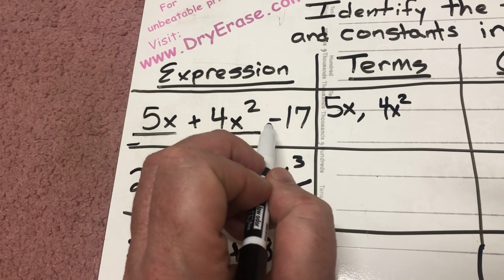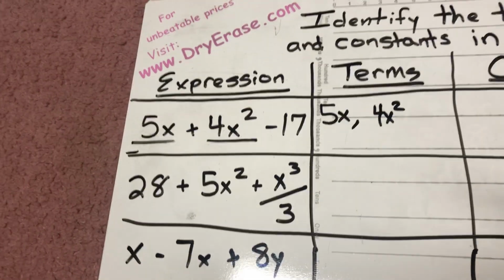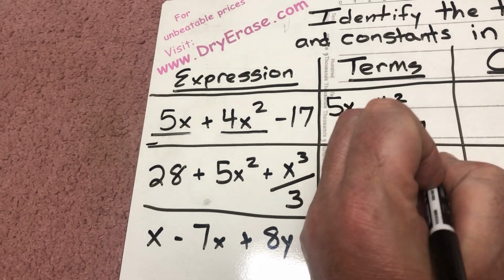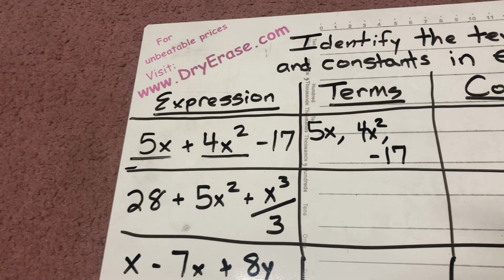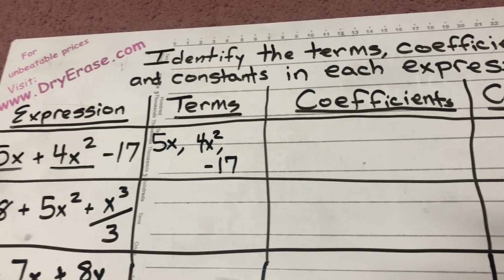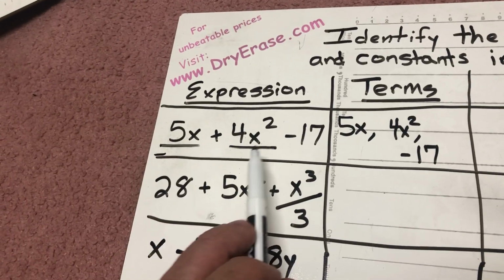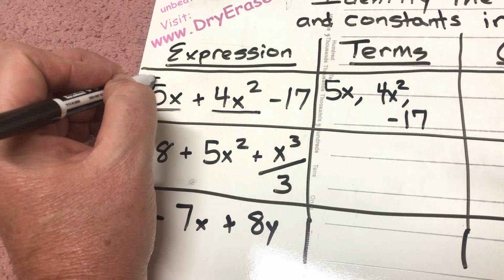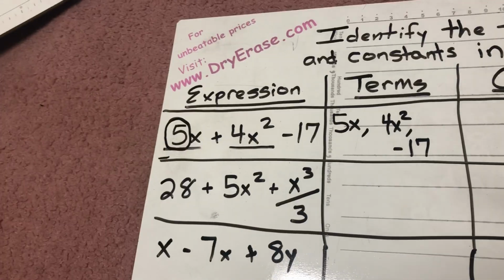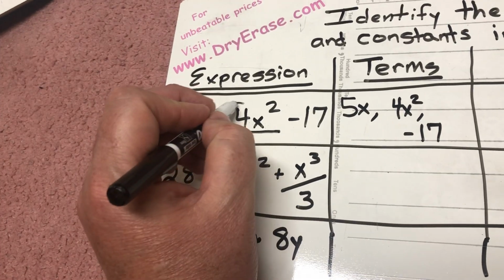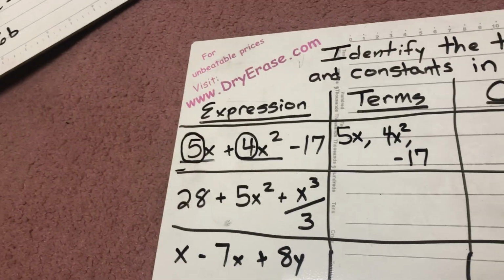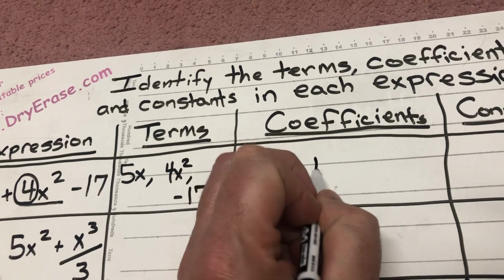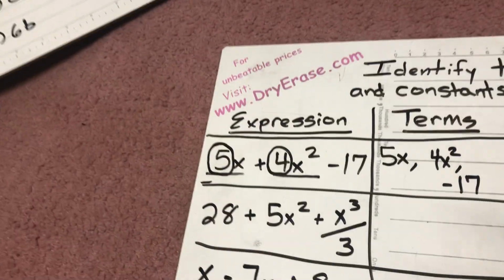And the next one is 17, but there's a subtraction sign in front of the 17, so the term is considered a negative 17. The coefficients are the numbers that are attached with the x in these multiplications. So our first coefficient is a 5, and our second coefficient is a 4. So we have two coefficients here in this one, a 5 and a 4.